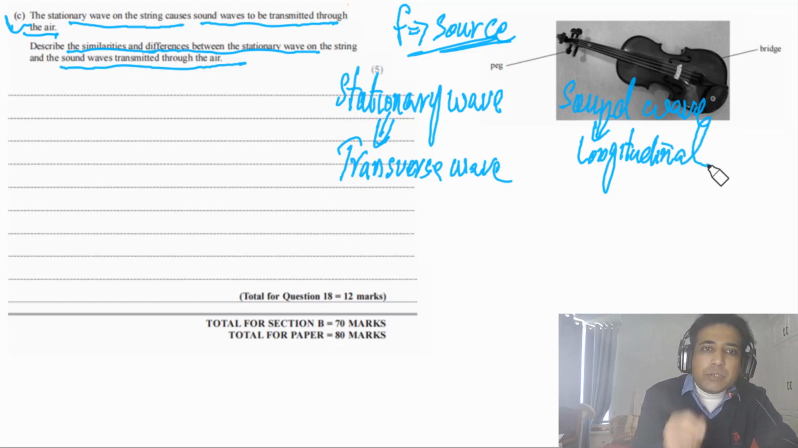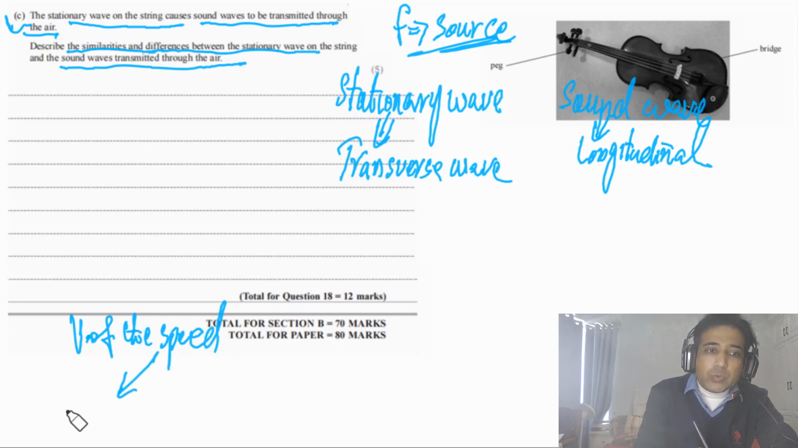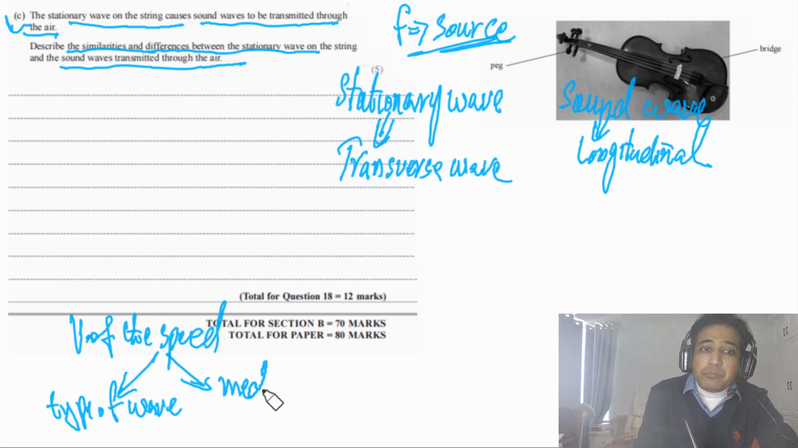And the second thing we need to understand is the speed of the wave. We can write v for the speed of the wave. The speed of the wave depends on two things. It depends on the type of the wave, and it depends on the medium.